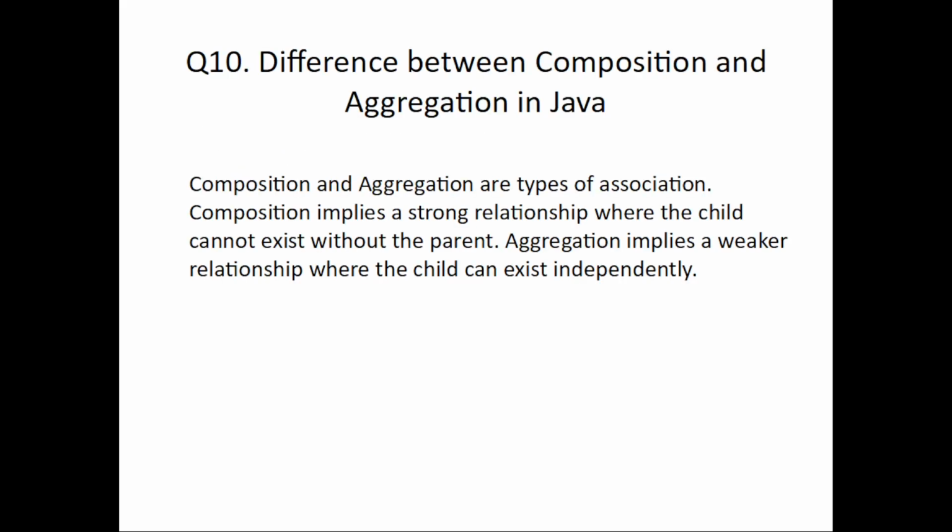Difference between composition and aggregation in Java. Both composition and aggregation are types of association in Java, and they represent a has-a relationship. Composition is a strong relationship. If the parent dies, the child dies too. And aggregation is a weaker relationship. The child can live even if the parent is gone.